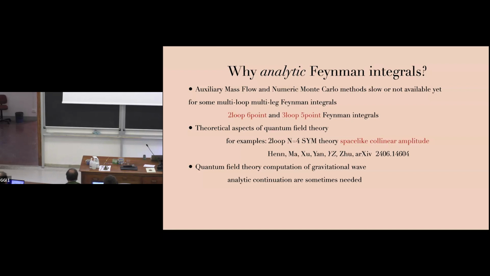That is about the computation of the 2-loop N=4 super Yang-Mills theory space-like collinear amplitude. This one is about an older question. Do we have collinear factorization, or strict collinear factorization, or do we have some kind of factorization violation at the amplitude level? This kind of yes or no question cannot be justified by numerical work, I would say. So we did some analytical computation of the Feynman integrals.